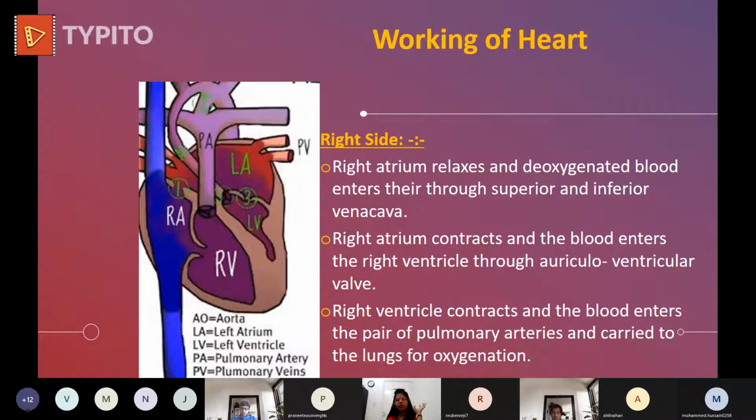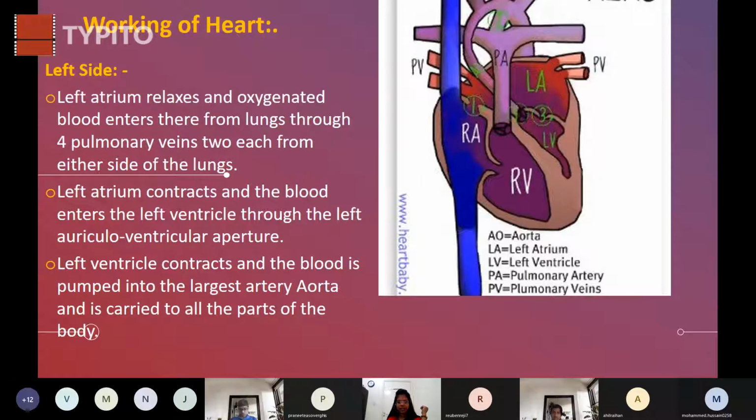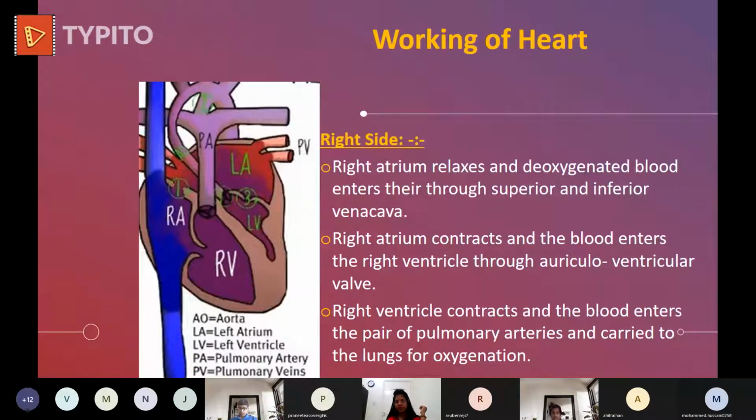Now I'm going to teach you the working of the heart, how the heart is working. But for my convenience, I have divided it into right side and left side. Just for my convenience. Later on, I will tell you how the heart is actually functioning. Let's concentrate on the right side. So what is the right side? This is the right side, and this is the left side of the heart.